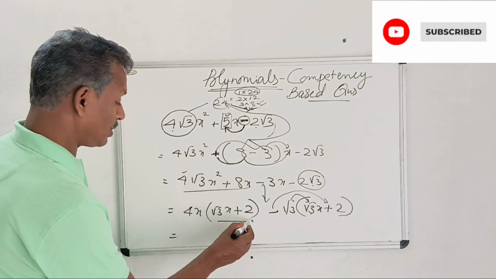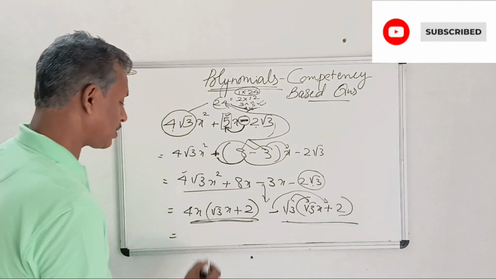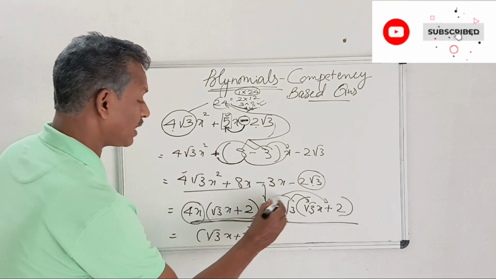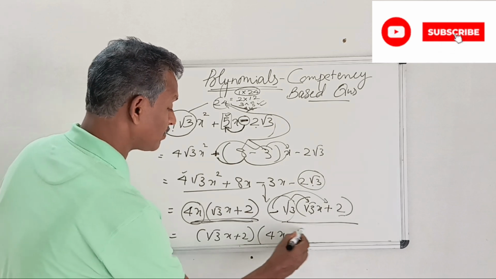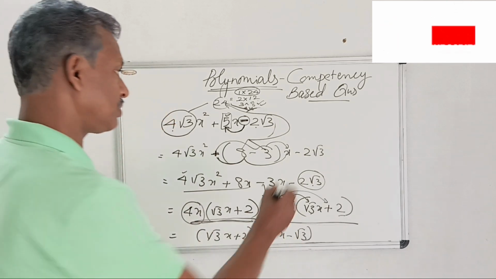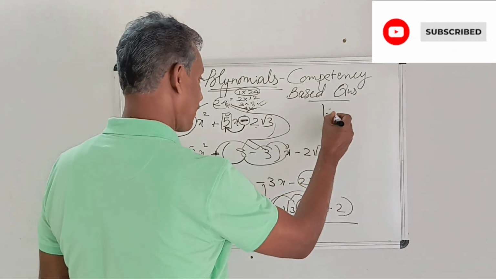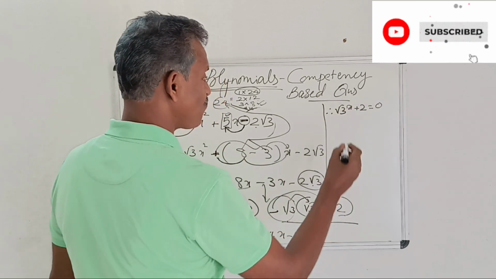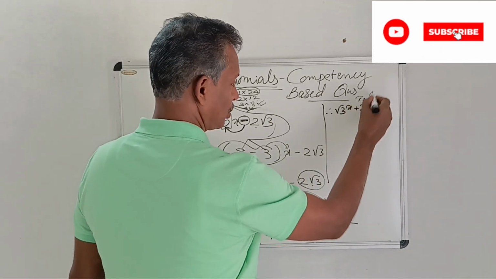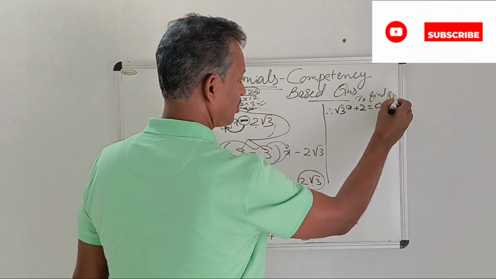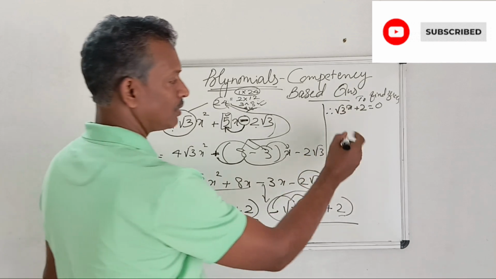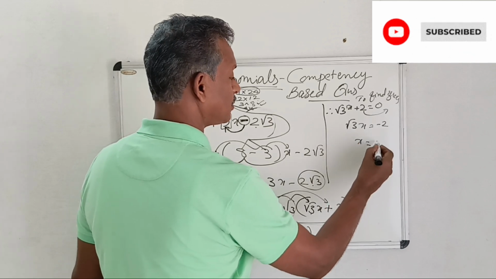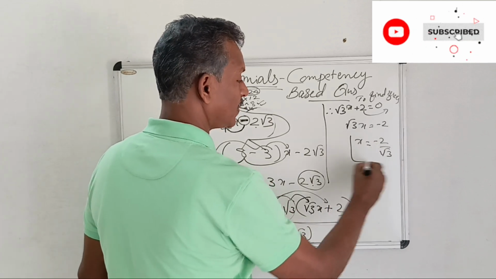So what is common? Now you take, this is one term and this is the second term, take common root 3x plus 2 into, whatever is left out, 4x and minus root 3. 4x minus root 3. Now from the first bracket, we can write root 3x plus 2 is equal to 0. To find the zeros, we have to equate each bracket with 0. So root 3x is equal to, plus 2 going to the right side, it is minus 2, and x is minus 2 by root 3. So this is one of the zeros.